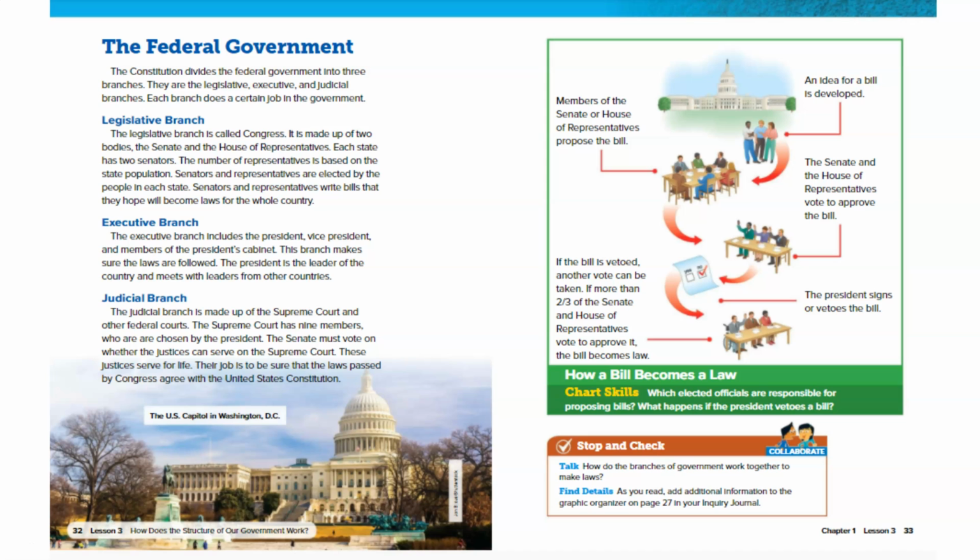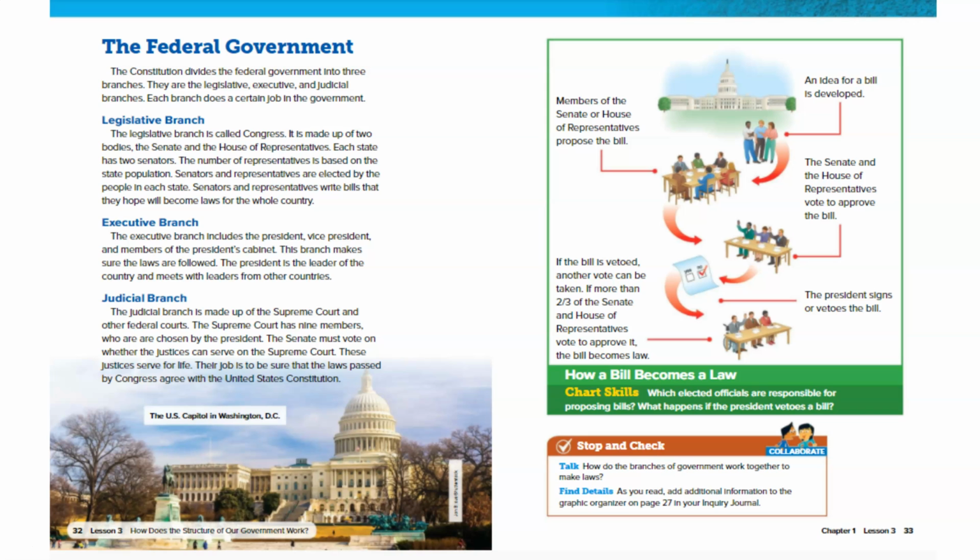The Constitution divides the federal government into 3 branches. They are the legislative, executive, and judicial branches. Each branch does a certain job in the government. Legislative branch. The legislative branch is called Congress. It is made up of 2 bodies, the Senate and the House of Representatives.